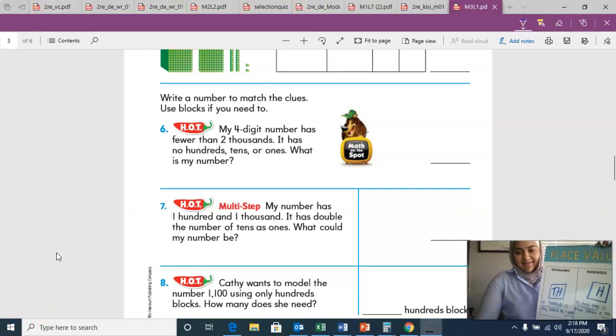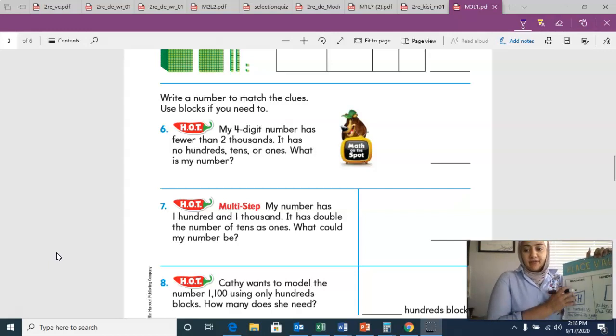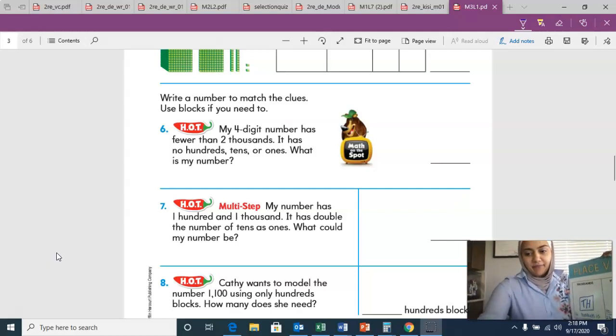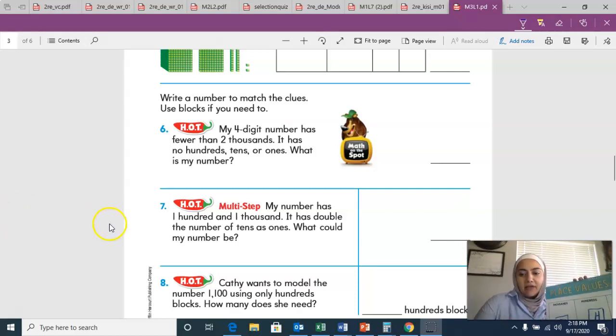Okay, now that I have my board, let's go ahead and go. We're going to use this board to plug in the numbers. Let's read the problem first. It says, my 4-digit number has fewer than 2,000s. It has no hundreds, tens, or ones.